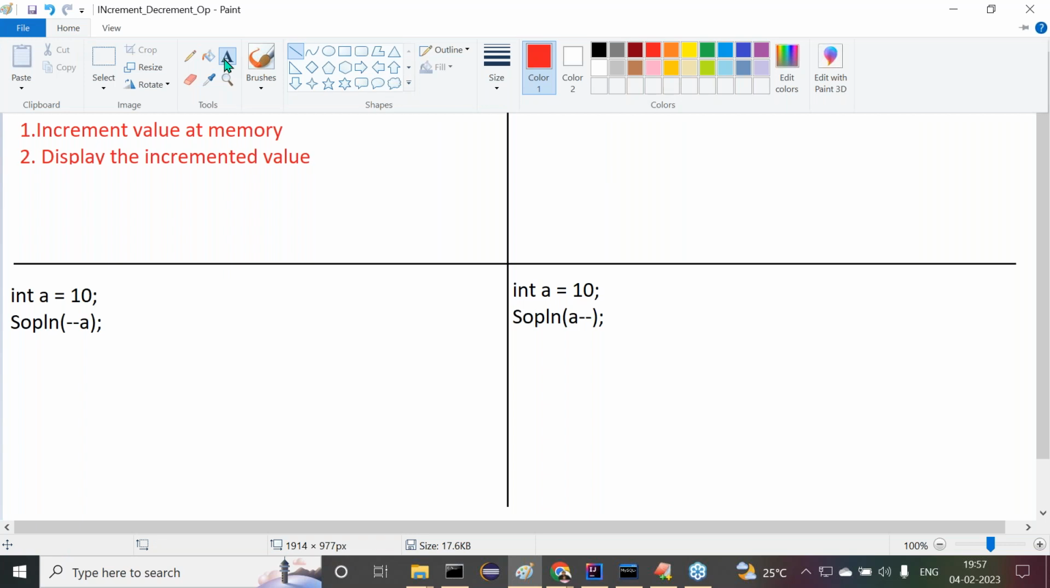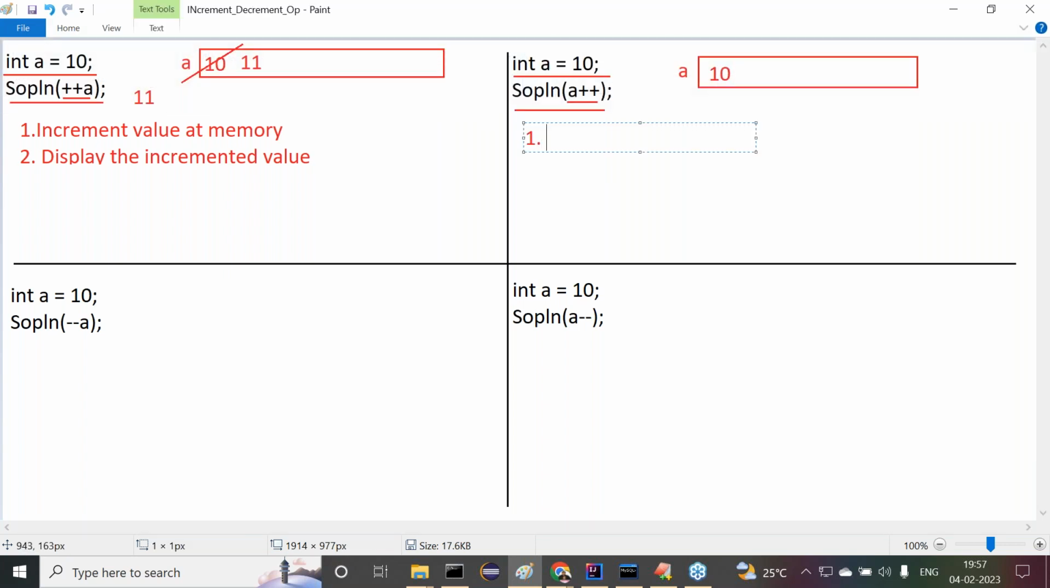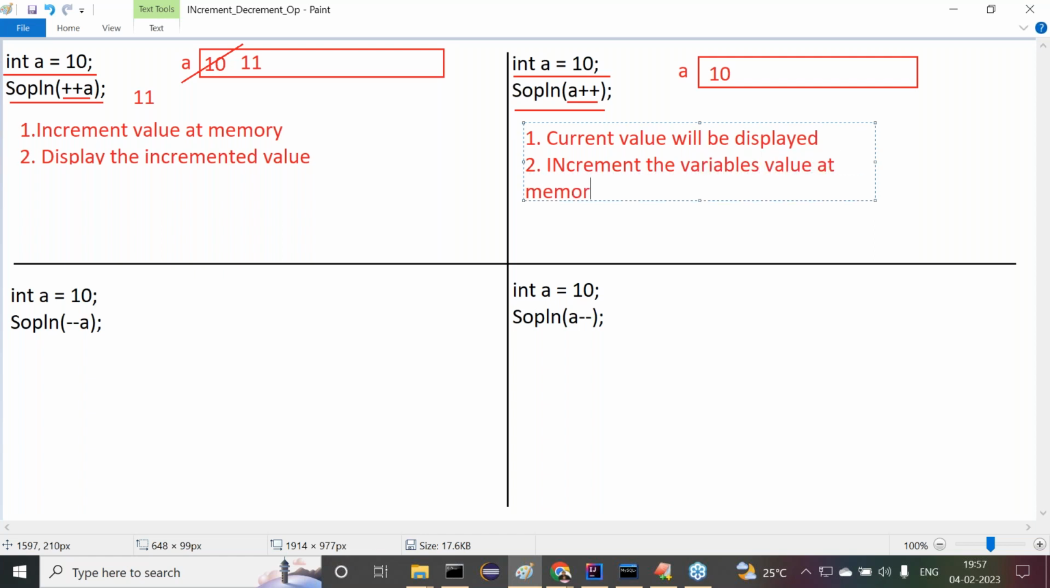First, the current value will participate in the expression. Current value will be displayed. Then after that, the second one is incrementing: increment the variable value at memory. First one is participating the current value, then later incrementing the variable value at memory.